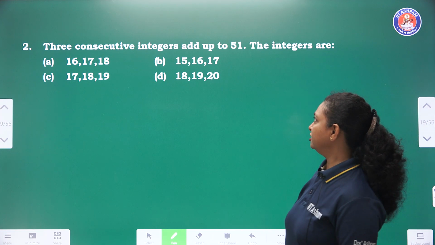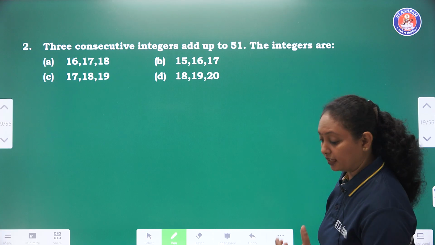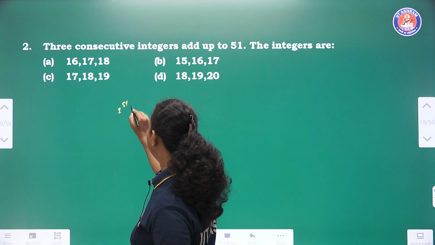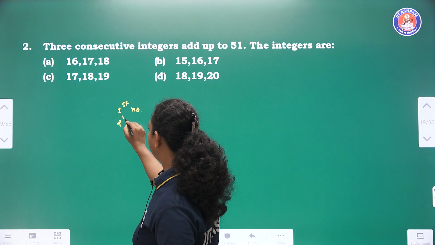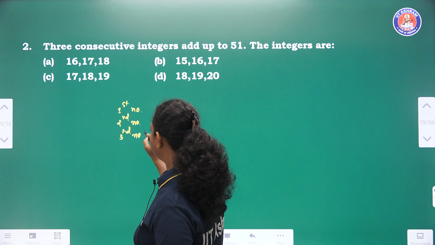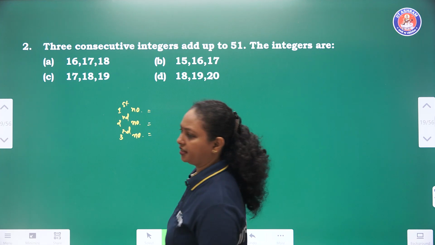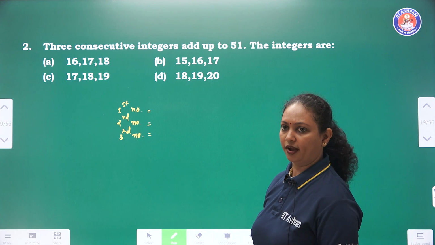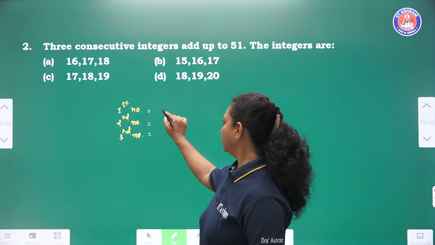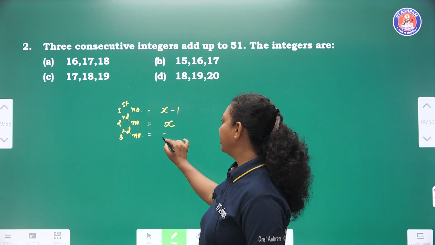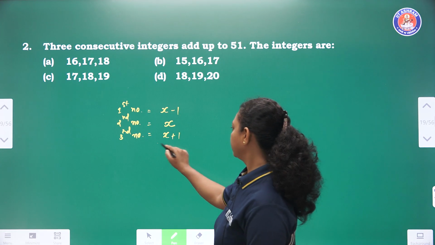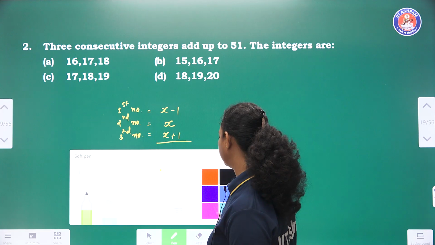3 consecutive integers add up to 51. Consecutive numbers, so 3 numbers are there. Let us assume the first number, second number and third number. As they are consecutive, the difference between these numbers is 1, 1 and 1. So we assume that the second number is x. The first number is 1 less than it and the third number is 1 more than it. When we add this, minus 1 and plus 1 get cut out.